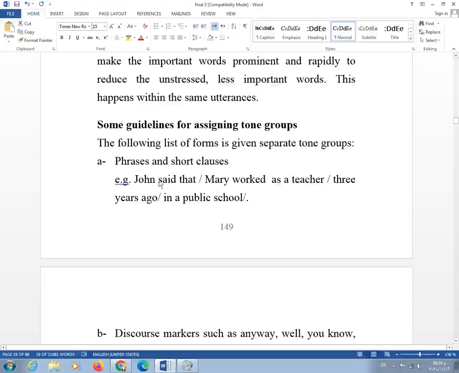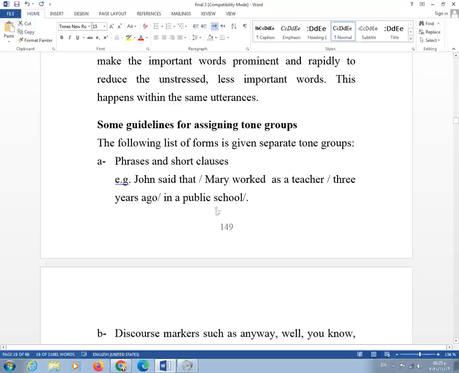John said that rising. Mary works as a teacher rising, three years ago, usually the last important word, the last content word. Three years ago, in a public school. Public school.